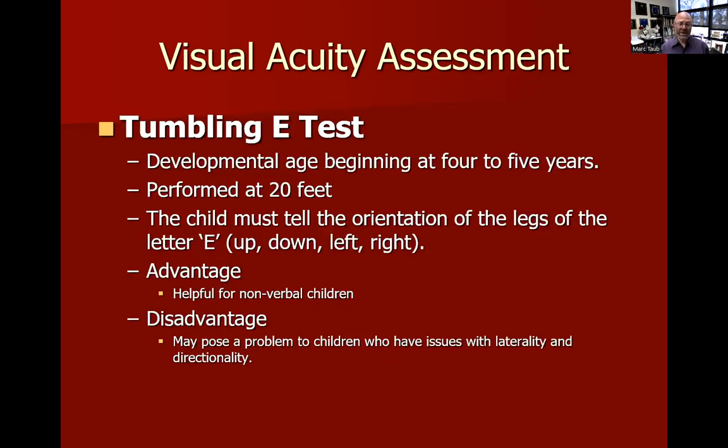You also have the Tumbling E test. The Tumbling E is, I don't have the picture, but it's essentially a chart with different E's in different directions. The patient has to tell you the orientation of the, I call them the legs of the letter E, either up, down, left, or right. The hard part about this is for kids who have laterality directionality issues in which left and right is trouble. So not my favorite test, but one that you can use.